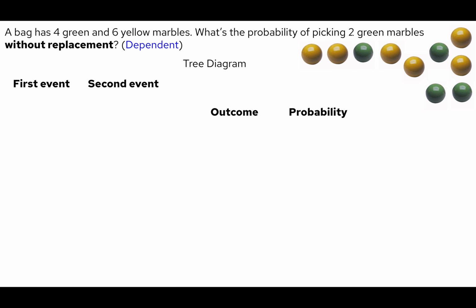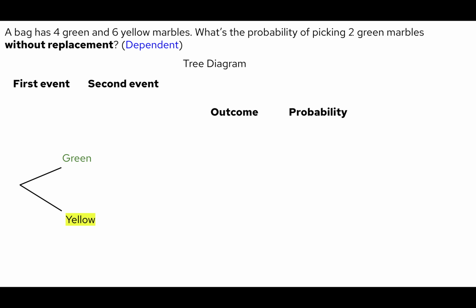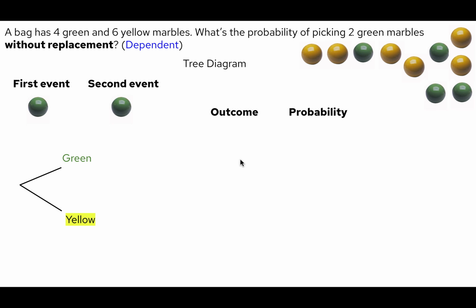So the first event, well, I want to get a green marble. And the second event, I want to get another green marble. Okay, so what's the probability? Well, what can I get for my first event? I could get a green or I could get a yellow. What's the probability of me getting a green? Well, there's 4 green and there's a total of, let's see, 4 plus 6 is 10. So I have 4 tenths. The probability of yellow? Well, 6 are yellow, so 6 tenths.